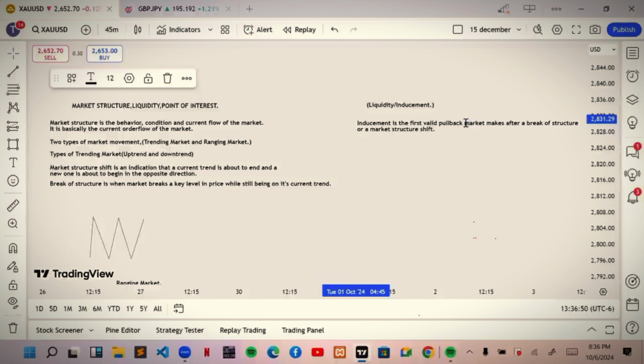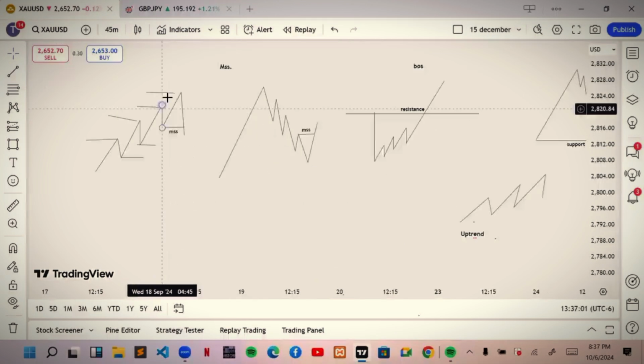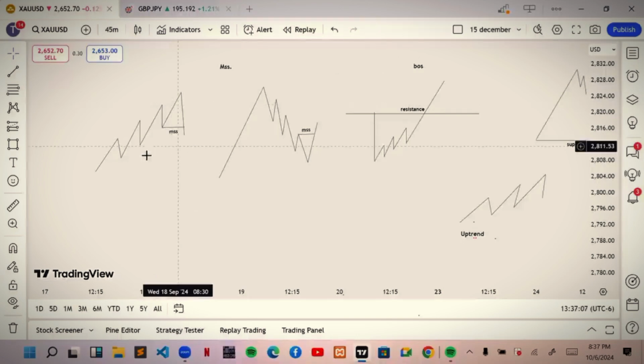Inducement is the first valid pullback the market makes after a break of structure or a market structure shift. Let me give you a visual example. Let me use the market structure shift first. For the uptrend, this is an uptrend, and the market made a market structure shift.